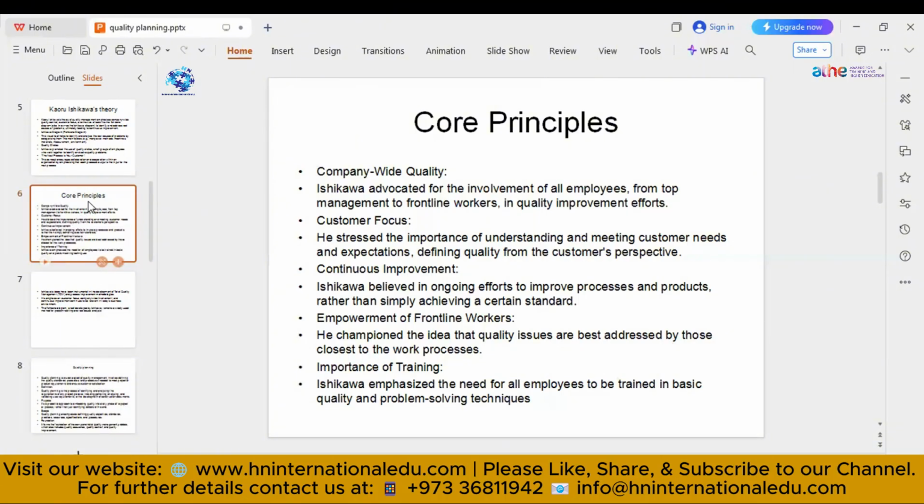Importance of training. Ishikawa emphasized the need for all employees to be trained in basic quality and problem solving techniques. As we have discussed this point earlier, from top management to the frontline workers, everyone should be well trained enough to solve quality related problems. Like it should not be the task of a single department.